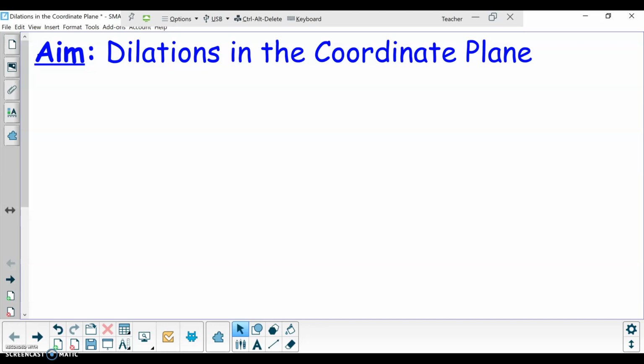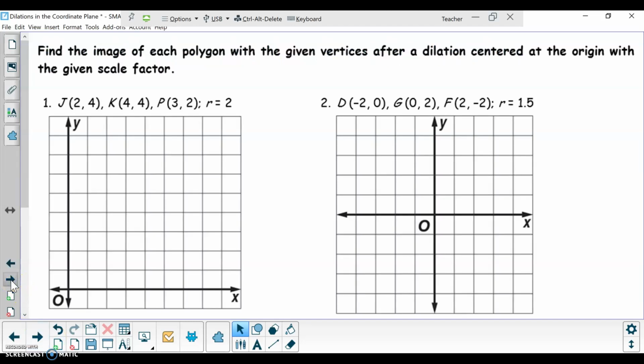Hi guys, so in this lesson we're going to be doing dilations again, only this time we're doing dilations on the coordinate plane. Okay, so we're not going to be using compasses or constructions in this lesson. All right, so if you want to follow along on the handout that I provided, we'll take a look at number 1. So for numbers 1 and 2, it says find the image of each polygon after a dilation centered at the origin with the given scale factor.